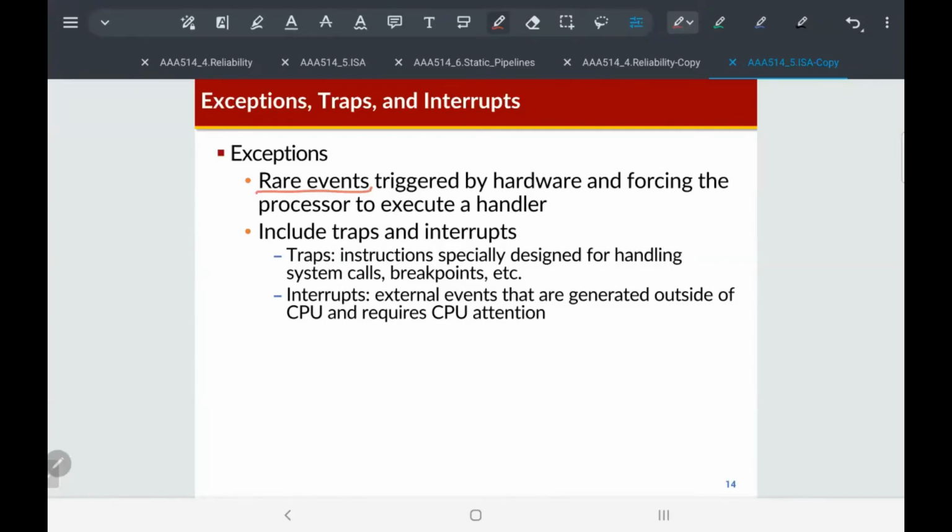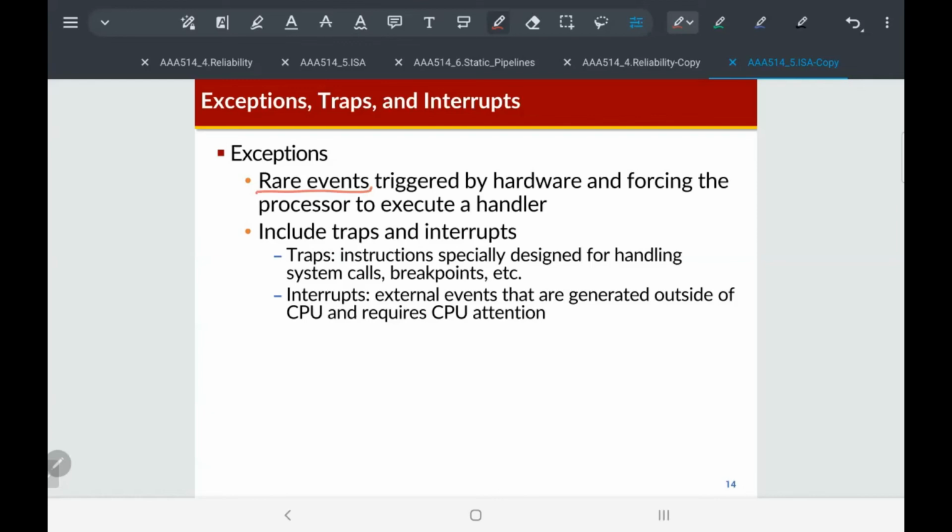Hardware needs to support these rare events, like exceptions. Also, hardware needs to support interrupts or traps. Exceptions are handled like branches or jump instructions, which means that if the exceptions are detected by hardware, then the exception should be handled. But the exceptions are rare events. So usually the exceptions are handled by software, not hardware.